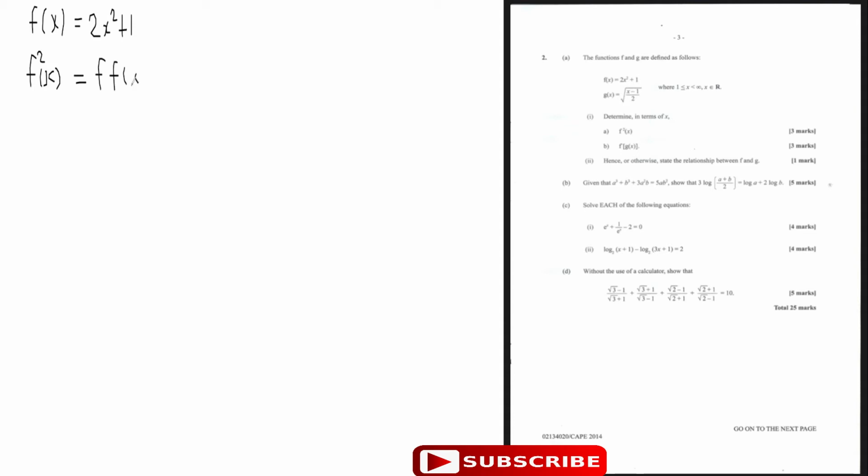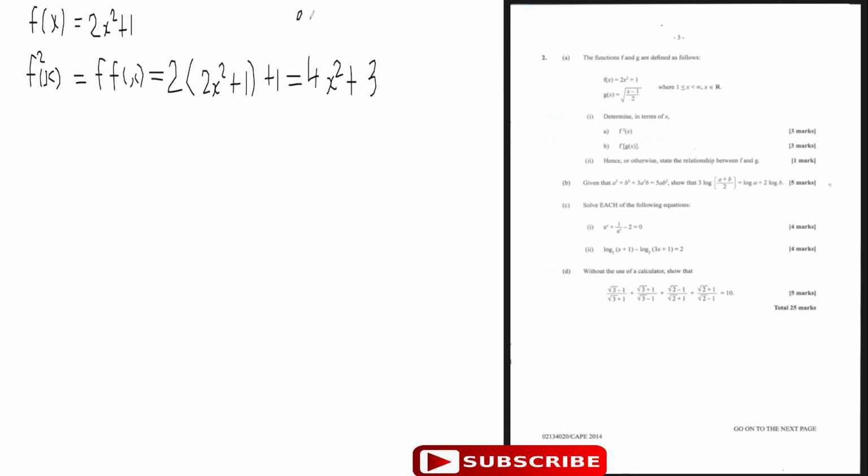So putting f of x into f, we're going to get 2 times (2x squared plus 1) plus 1. So when you simplify this, 2 times 2x squared is going to be 4x squared. And then 2 times 1 is 2, plus 1 is 3. So it's 4x squared plus 3. That's f squared of x.